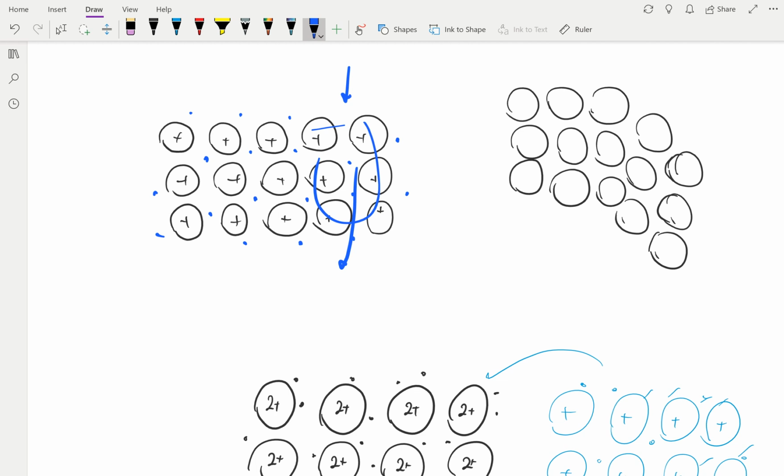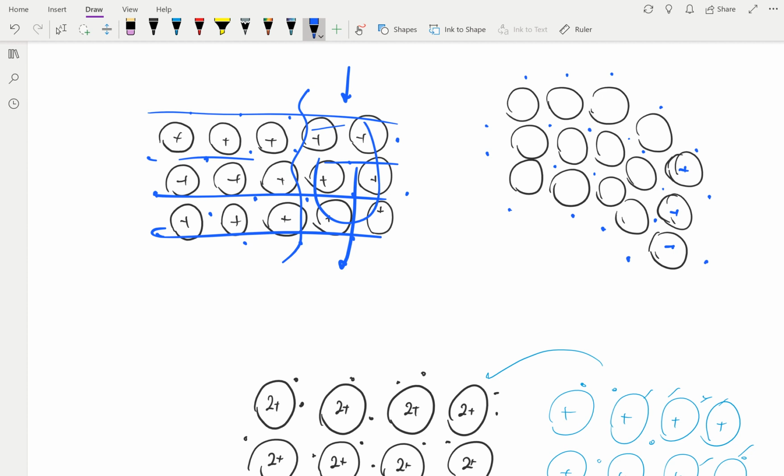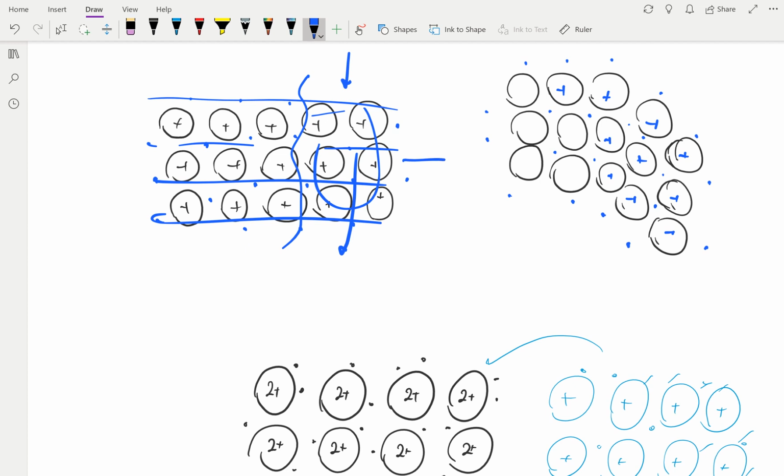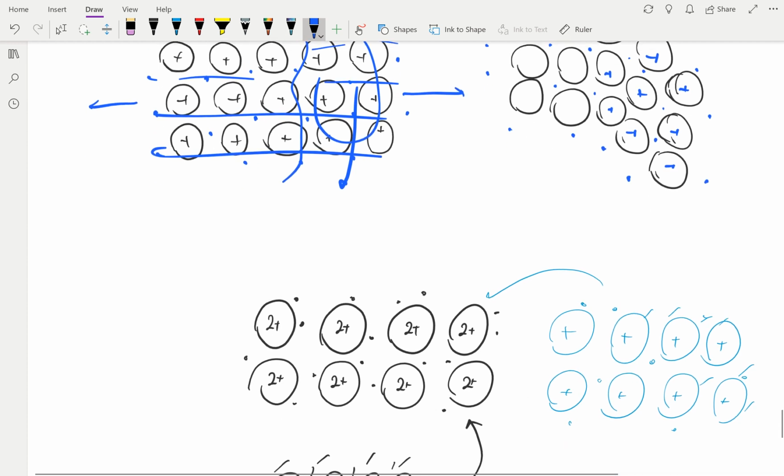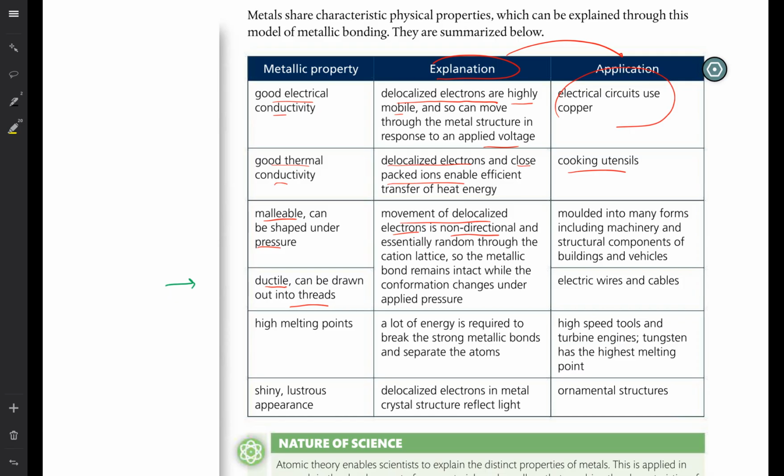But the delocalized electrons are not directional. It means they can not only be in this direction. They move here and they are still around the metal cations even though they have changed their location. So that's why the metal solid doesn't break from here, but it changes shape. The same thing happens when you pull the metal from two directions to make a wire. These metal ions slide past each other and the delocalized electrons around them keep the metal ions together.